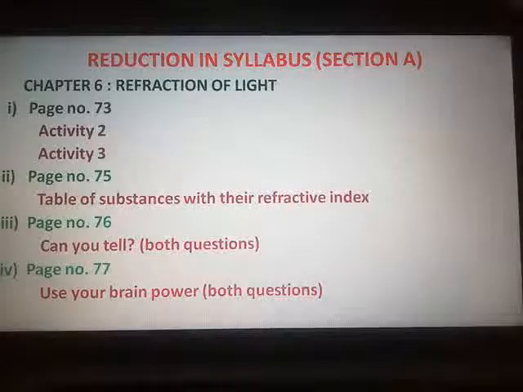Page number 78, there is no reduction. Page number 79, you have the solved examples and textual exercise. There is no reduction. So this is the reduction for chapter number 6. Now we move to the next chapter. Chapter number 7, lenses.